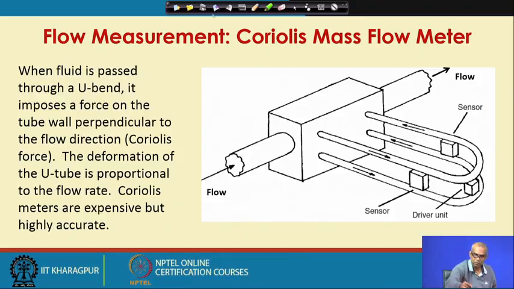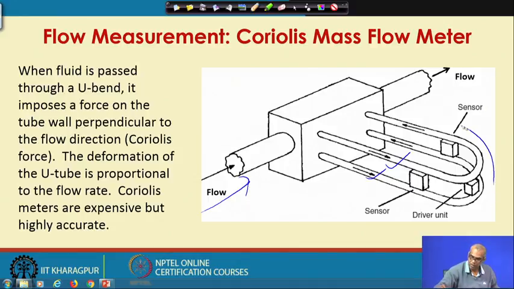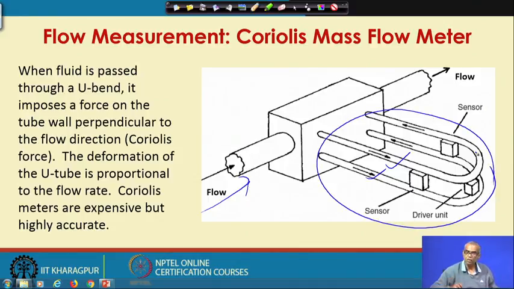So, note that there are two U-bends here. The flow through this pipe is in this direction and this has been attached to the pipe through which flow is moving. So, there is this driver unit and there are these two sensors. We will now see the role of this driver unit and these sensors in the next slides.